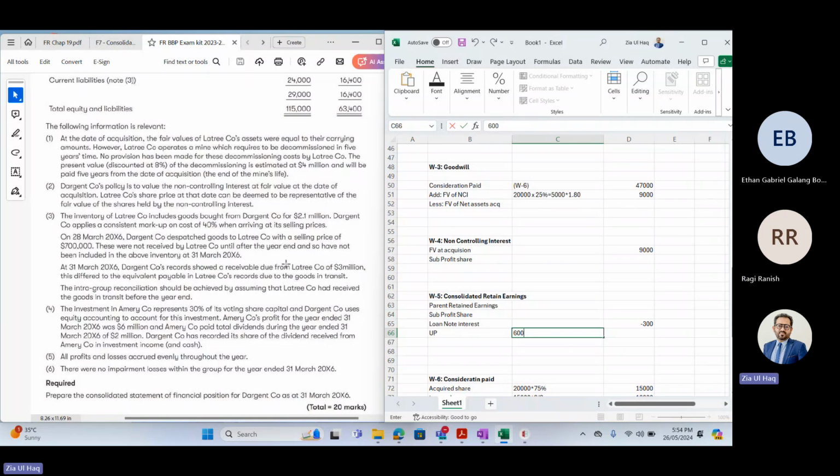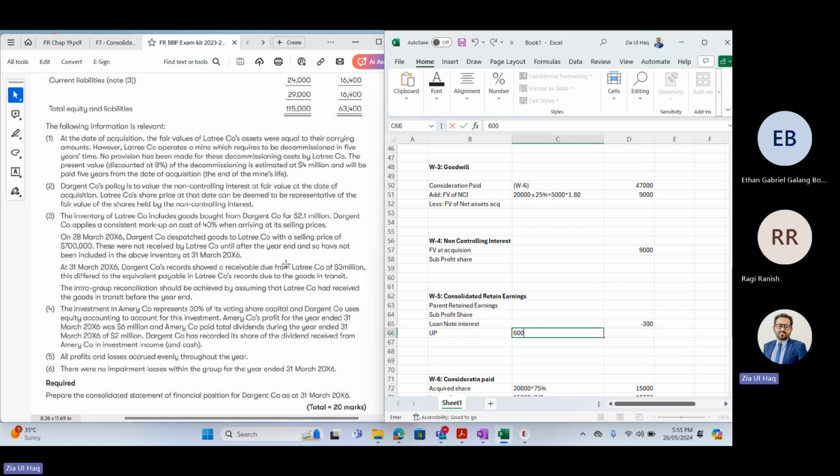There is other information. On 28th of March 2026, Dargent company dispatched goods to Latrey company with a selling price of 700,000. These were not received by the Latrey company until after the year end, and so have been included in the above inventory at 31st March 2026. That inventory of 2.1 million is different. This 700 inventory is different.